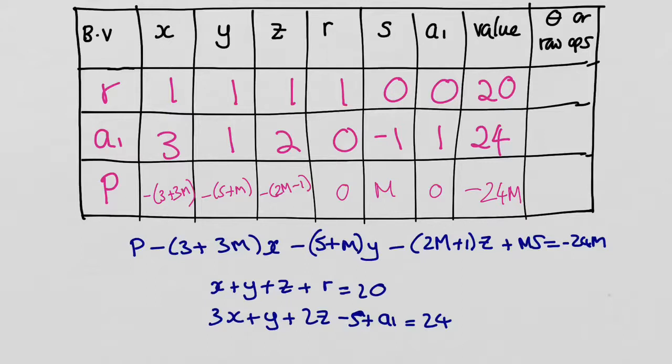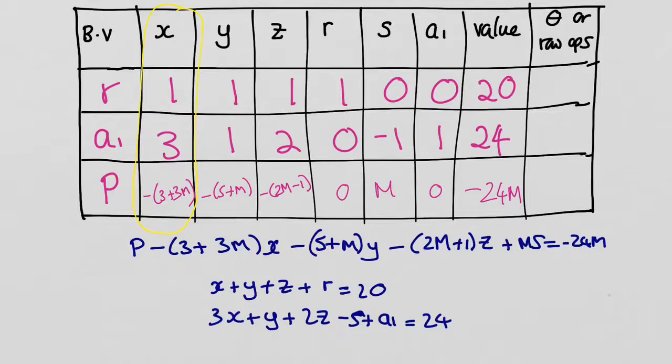Let's have a look. Now remember, M is a big number. So if M's a really big number, then your most negative number here is going to be that minus bracket 3 plus 3m. I know it's a little bit tricky when you haven't got an exact value of m, but just remember it's really big. You know, treat it as 1,000 if you like.